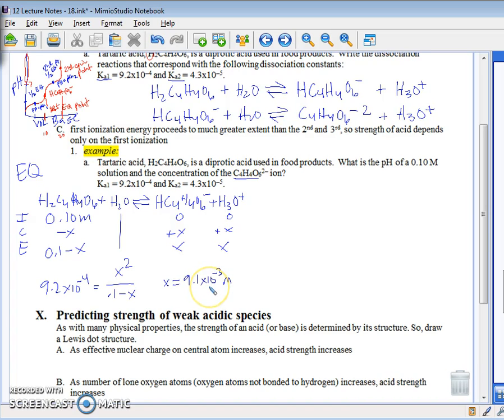Okay. What does that x represent? The molarity of the two ions. So which one of those two ions is going to affect the pH? The H3O plus. So if I took the negative log of that value, what would that tell me? That would be the pH right away. Okay, so what's the negative log of 9 times 10 to the negative 3rd? It's going to be nearish 2. 2.03?